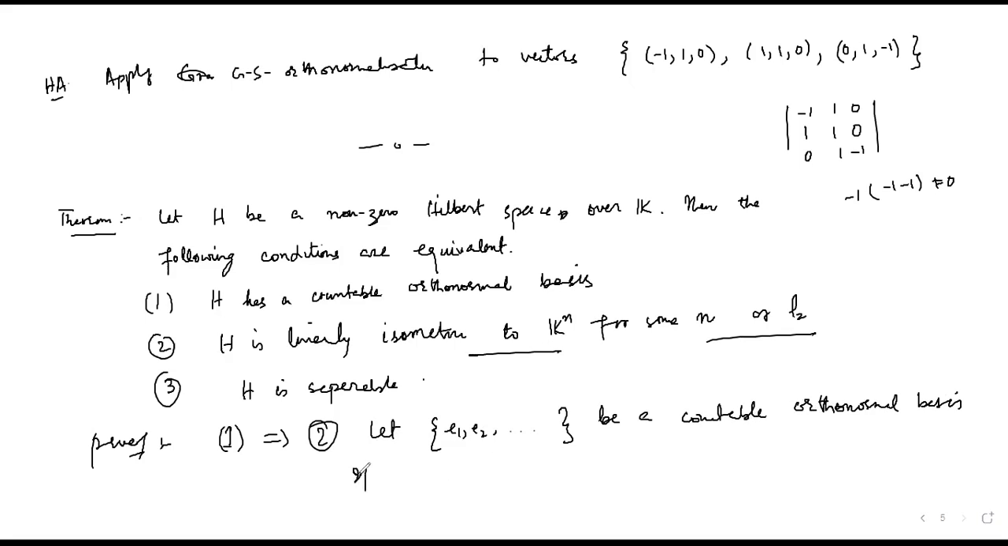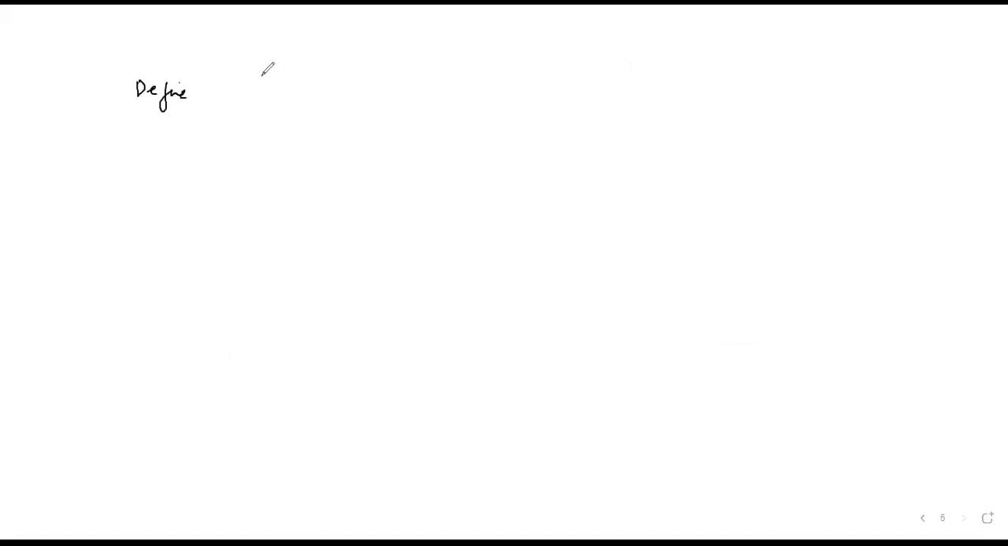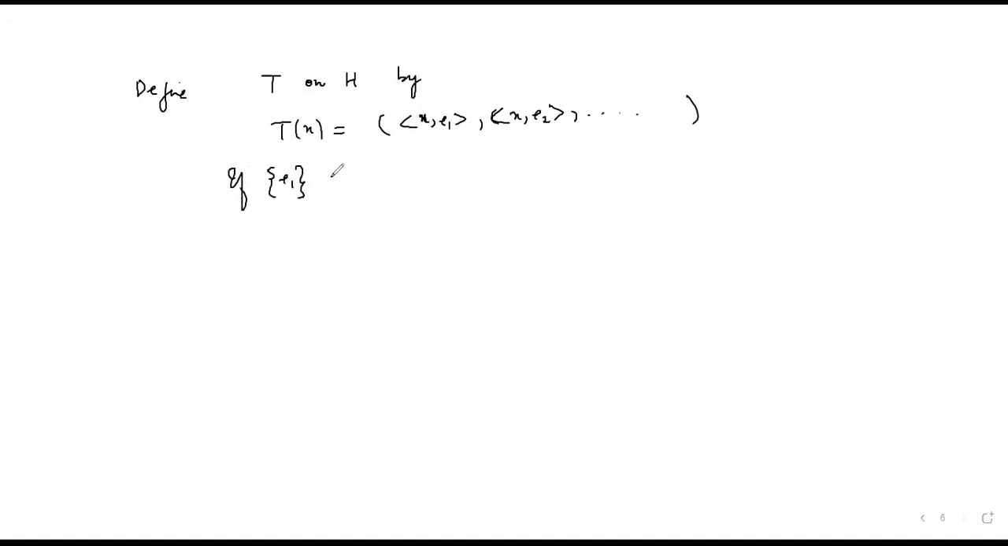Now, if this set E1, E2, and so on is finite, define T on H by: T of x is the sequence of inner products of x with E1, x with E2, and so on, since I have these E1, E2. If this set is finite, then T is a map from H to K^n. K is the scalar field, either real numbers or complex numbers. And T is a linear map.